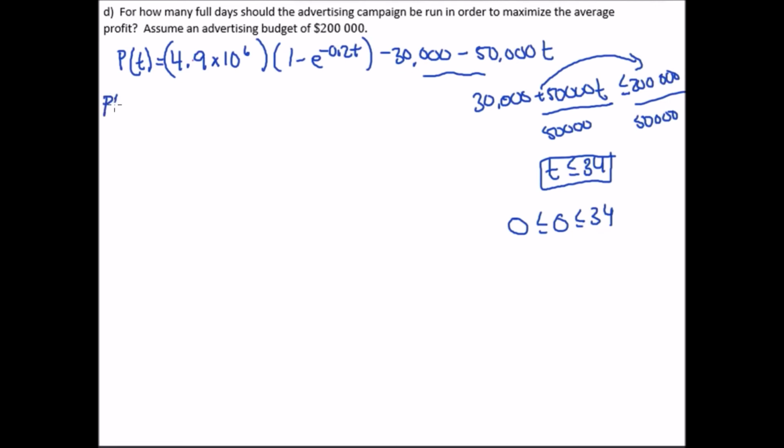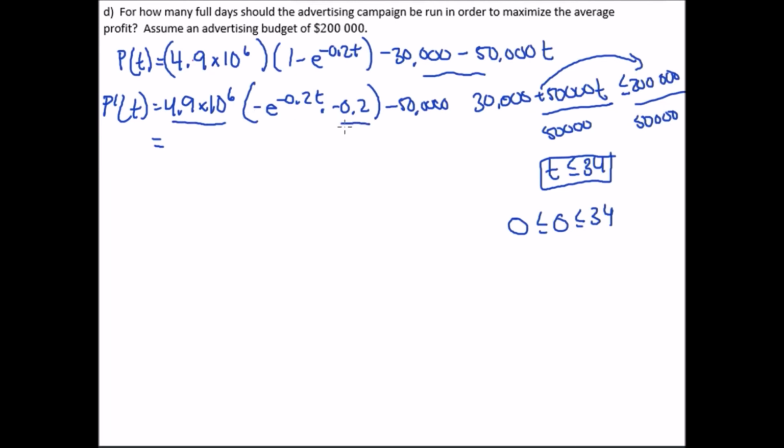So let's go ahead and find the critical number. So let's find the derivative of P at T. So 4.9 times 10 to the 6 is just a constant. So let's just leave that. And then the derivative of 1 is 0. And the derivative of negative e to the negative 0.2t is negative e to the negative 0.2t, and we're going to multiply by the derivative of what is in the exponent, negative 0.2. Derivative of 30,000 just goes away, and the derivative of negative 50,000t is negative 50,000. So if we multiply this, 4.9 times 10 to the 6 times negative 1 times negative 0.2, we get 9.8 times 10 to the 5, e to the negative 0.2t, then minus 50,000.